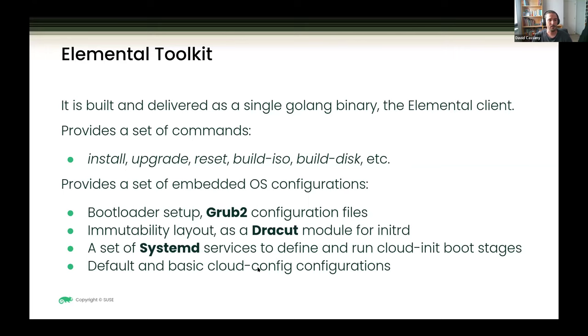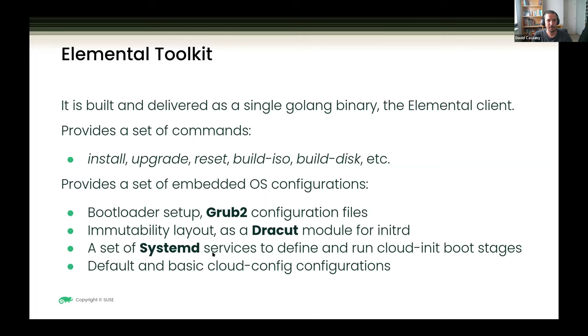So it is the Dracut module that actually sets the immutable layout at boot time. And it also includes a set of systemd unit files. So basically, these three common Linux tools that are marked here in bold, the grub tool, Dracut, and systemd, this is actually our expectation from a Linux OS.